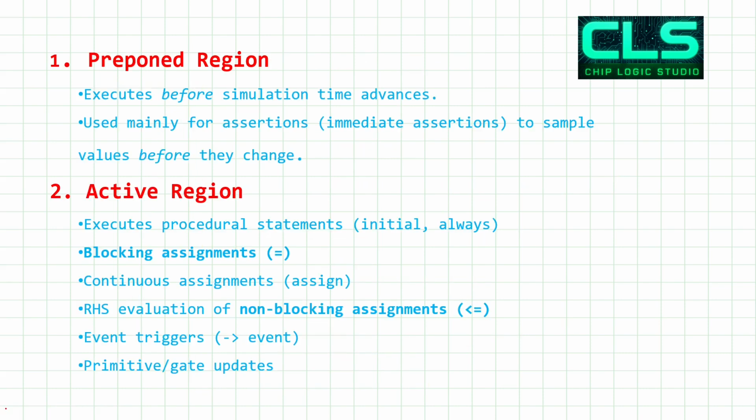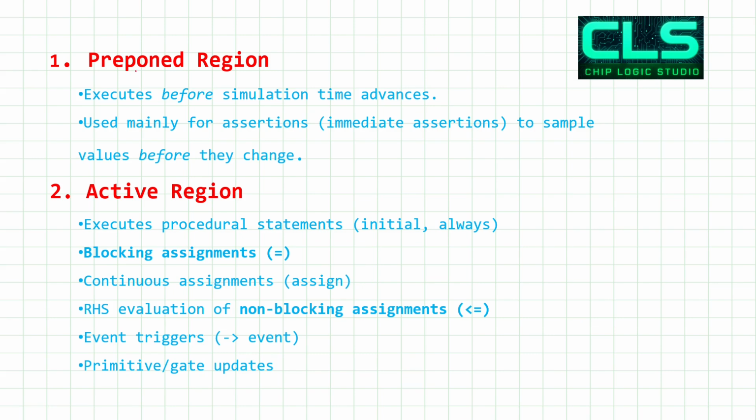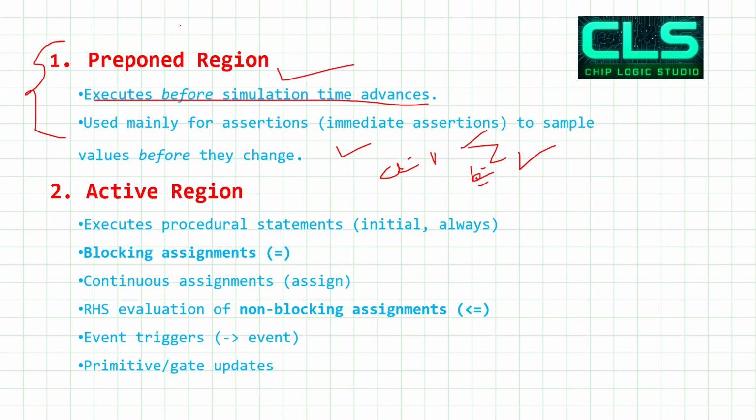So the preponed region, as I said earlier, there is one preponed region here. There is a preponed region here, but we mostly don't consider that, we directly go to the active region. The preponed region executes before the simulation time step, meaning it just samples the data. For example, if a = 1 and b = 2, it samples that 1 and 2 will be there. It's like preparation before execution of the regions. You can understand that it prepares before the clock cycle that these values are there.